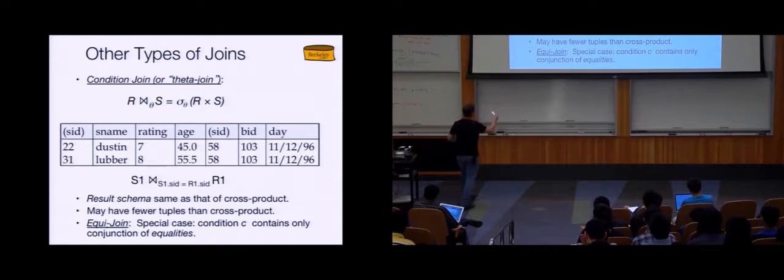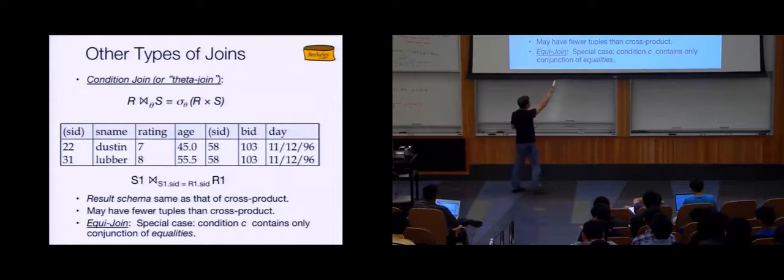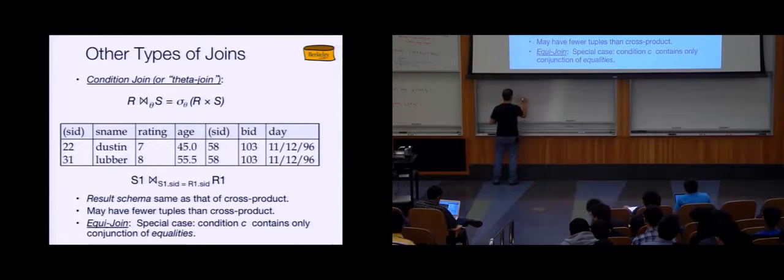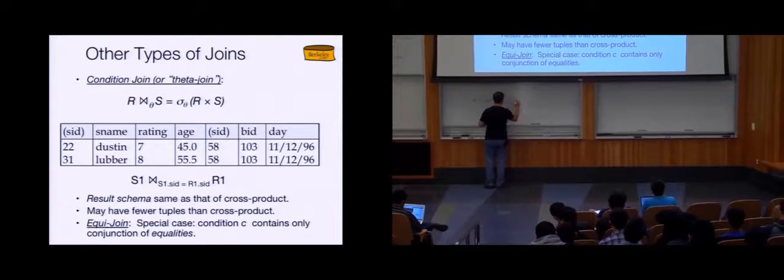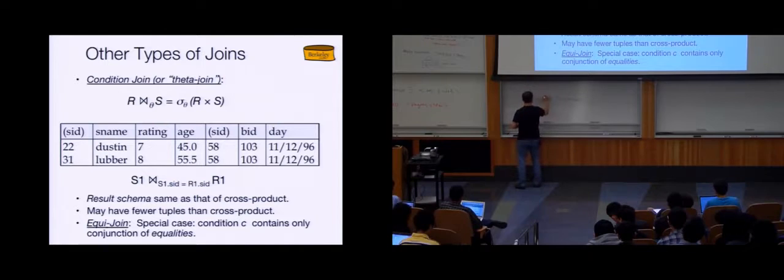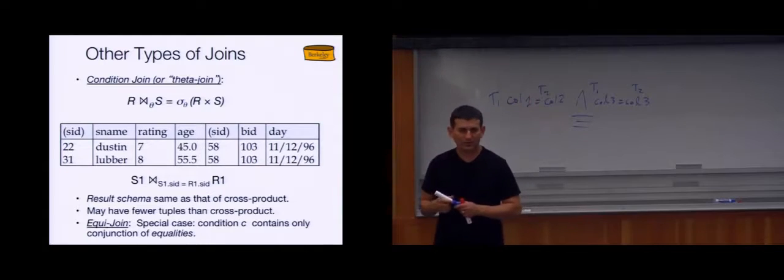We'll often talk about equijoins, which are theta joins where there are only equality predicates in conjunction with each other. So, column 1 equals column 2, and column 3 equals column 3, et cetera. So T1, T2, T1, T2. Why do I only want to allow ands in my equijoins? Why not ors?